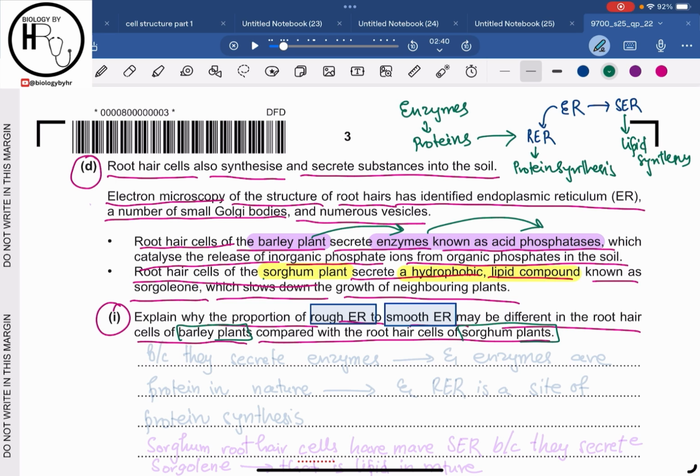And in the sorghum plant, they are secreting a lipid compound, and lipid compounds are synthesized by the smooth endoplasmic reticulum. So in the sorghum plant the SER would be more.